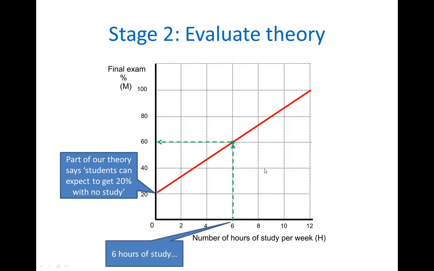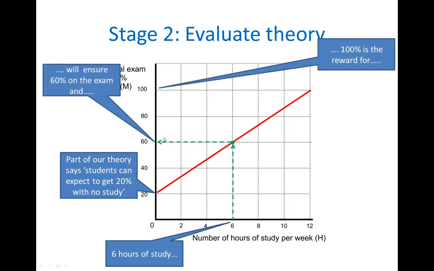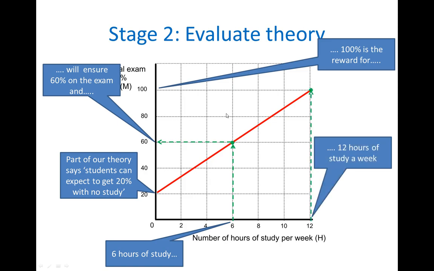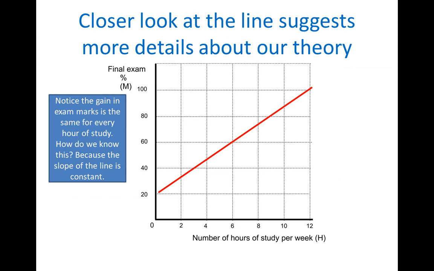And then once we've established that, we then add the impact of studying on the exam score. So we add an extra 40 marks after 6 hours to give 60%, and a further 40 marks to arrive at 100% after 12 hours of study a week. Now, if we look at this further, we notice that the gain in exam marks is the same for every hour of study. We know this because we can ascertain it from the slope of the line.